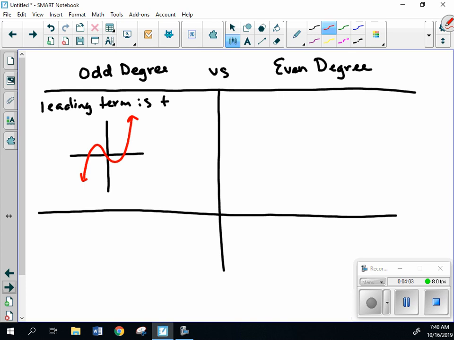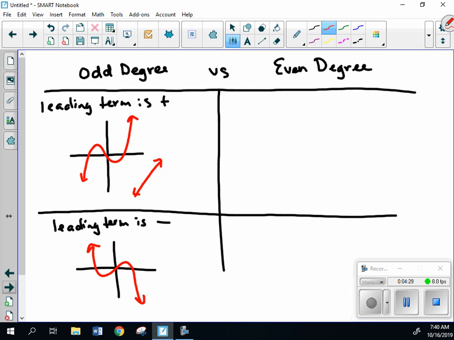Okay, if your leading term is negative, they're still going in opposite directions for your end behavior, but notice which direction it's going. If the leading term is positive, it's going to be going in the upward direction, where if the leading term is negative, it's going to be in a downward direction.